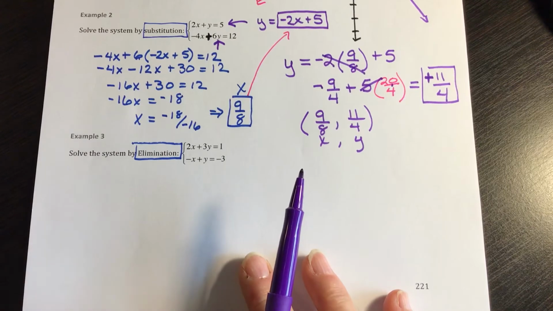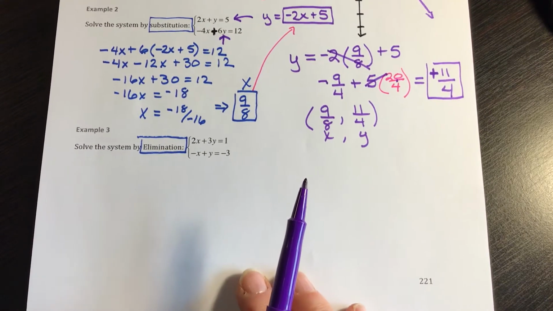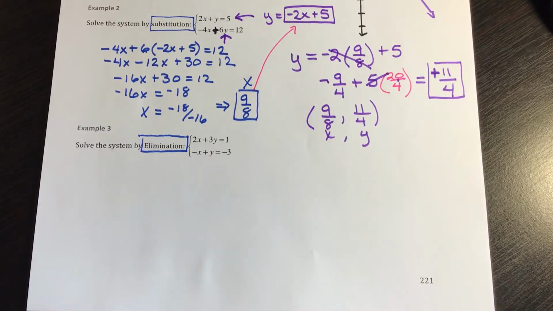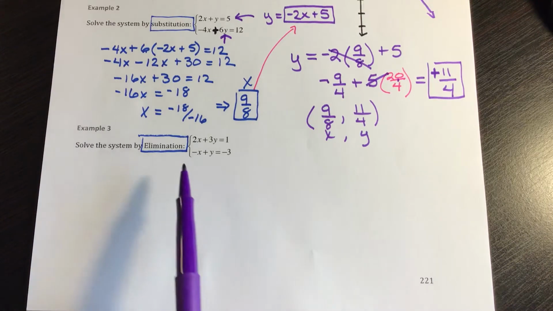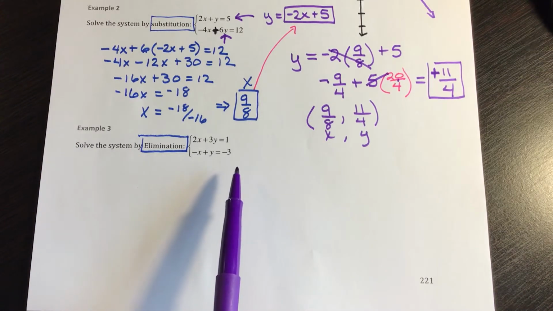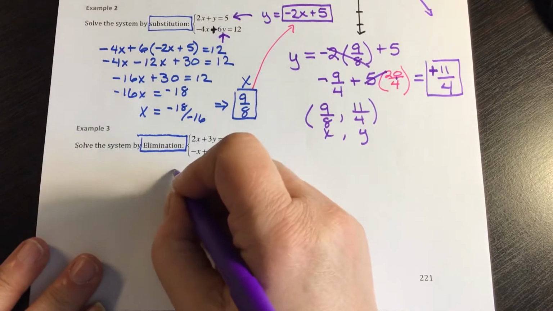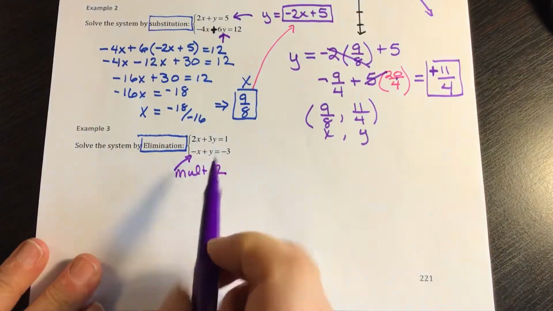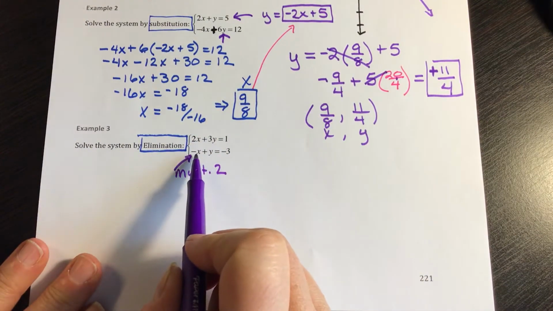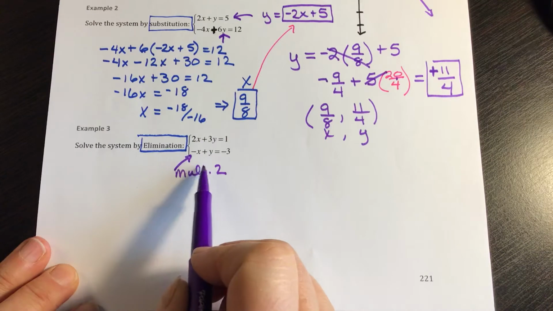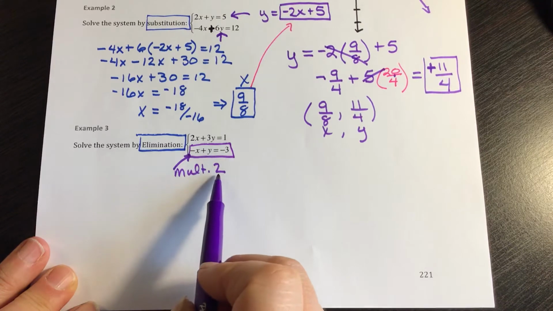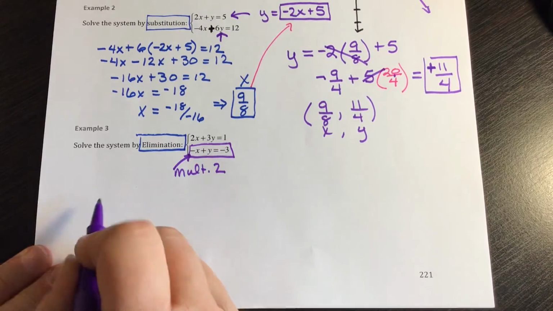In example 3, we want to solve the system by using elimination. In that case, what we want are coefficients of either x or y to be opposites. Now in this equation, they're not opposites, but if I were to look at the second equation, and if I were to multiply that by 2, my x values would be opposites. I would have a 2x and a negative 2x. So I'm going to multiply the whole entire second equation by 2. So every part is multiplied by 2.